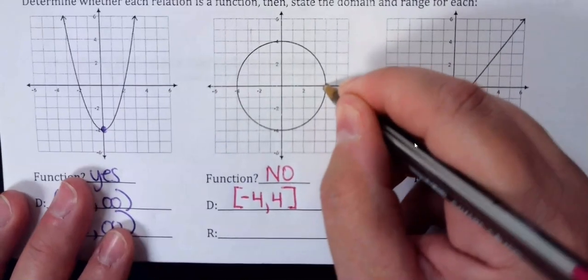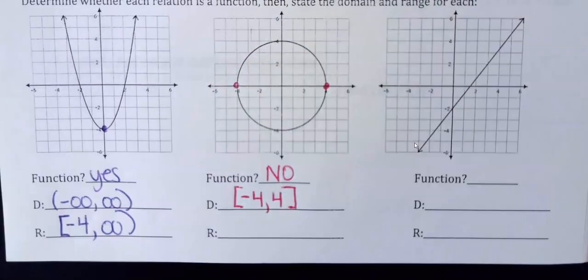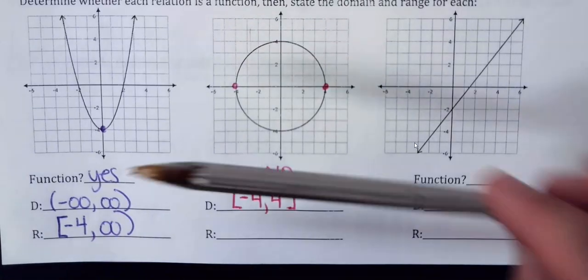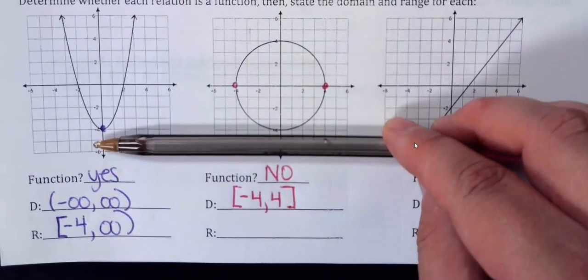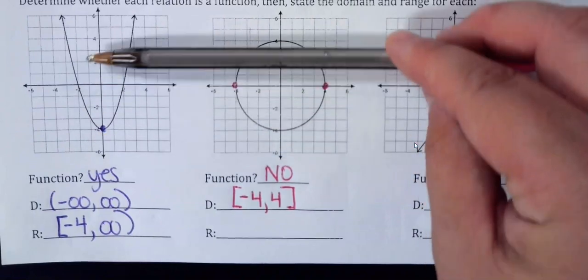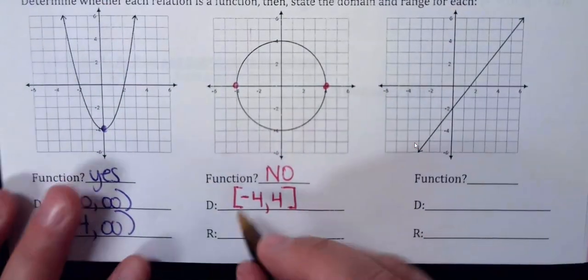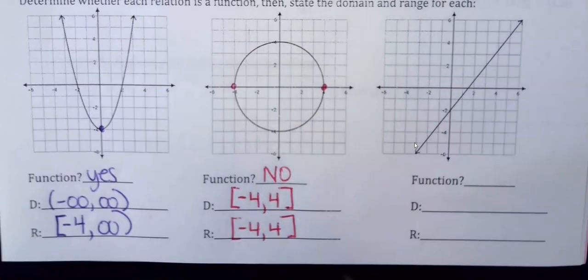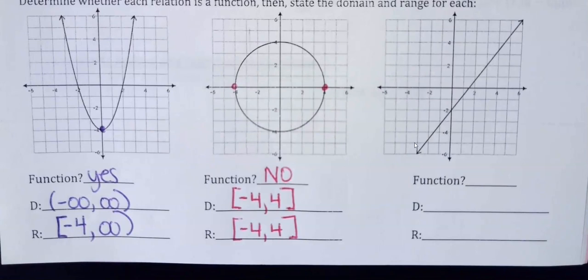Both of those we're going to use brackets on because we actually have points right on that graph, so we're actually touching those points. Now for my range, I'm going to go from bottom to top. What's the first y value I touch? -4. What's your last one? It's exactly the same. If it's centered at 0, 0, and you've got a circle, the domain and range are actually going to be identical. If it's not centered at 0, 0, which we'll see in a couple of days, our range and domain will be different.